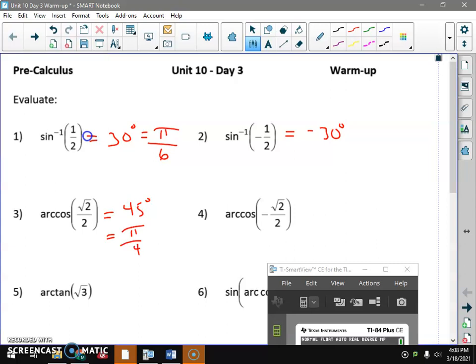What angle has a cosine ratio of negative radical 2 over 2? This is the one where I wanted to spend some time. With a negative cosine ratio, we can't just negate the angle. We have to move to the second quadrant. So in degrees, it would be 135. In radians, it would be pi minus pi over 4, or 3 pi over 4 radians. For the cosine only, you're going to do second quadrant angles.